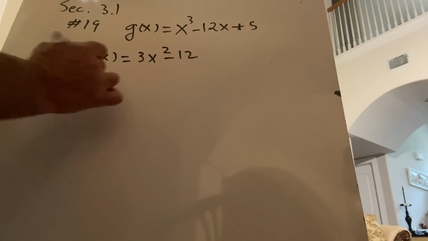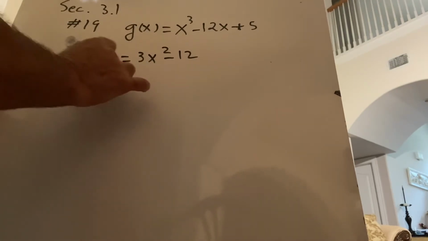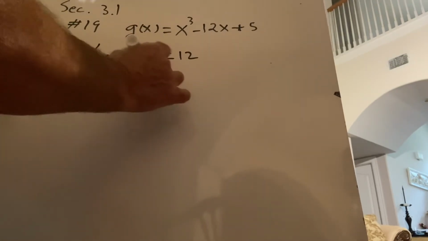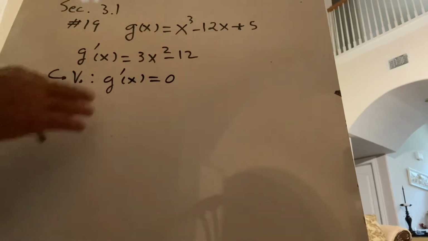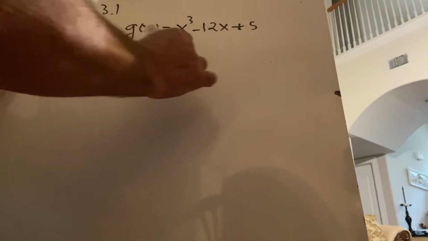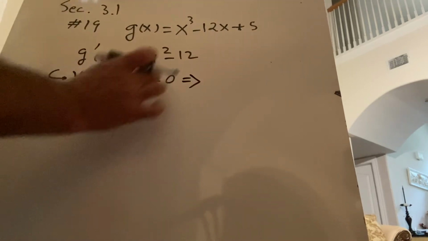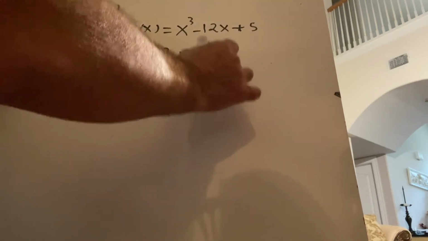So to find the critical values of any function, you take the derivative, and then you simply set it equal to 0 and solve for x. And that's how you always find your critical values. Take the derivative of the function, set it equal to 0, and solve for x. So of course, in this case, our derivative is 3x squared minus 12.